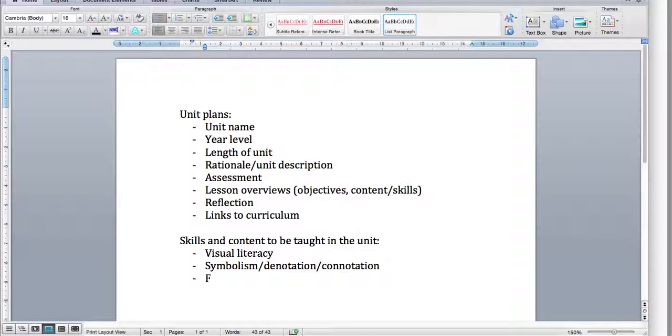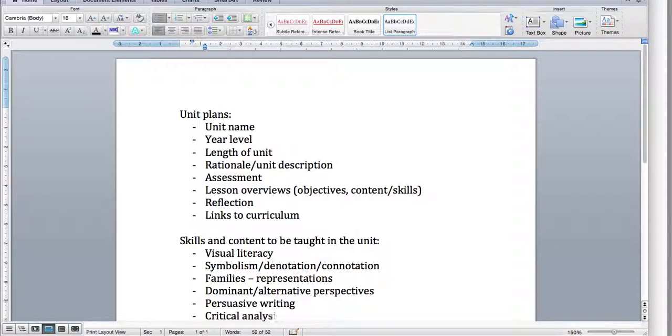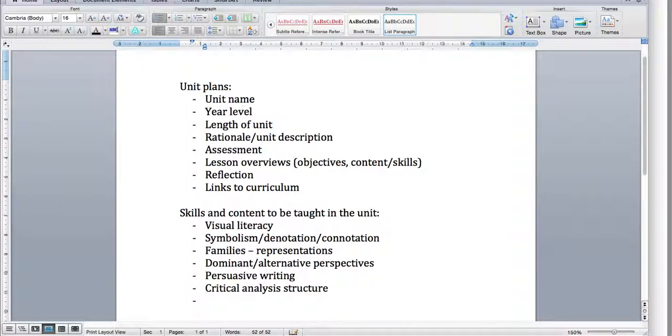What about, you could teach a little bit about families and how we can represent families. We need to teach about dominant and alternate perspectives. We need to teach how to write persuasively. Persuasive writing, that's for the critical analysis. You'd need to teach a critical analysis structure. How to create, how to form arguments. Okay, those are just a few things.